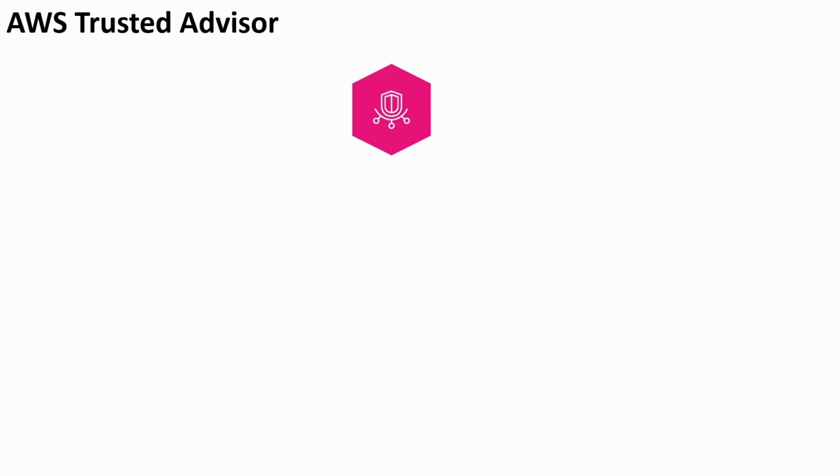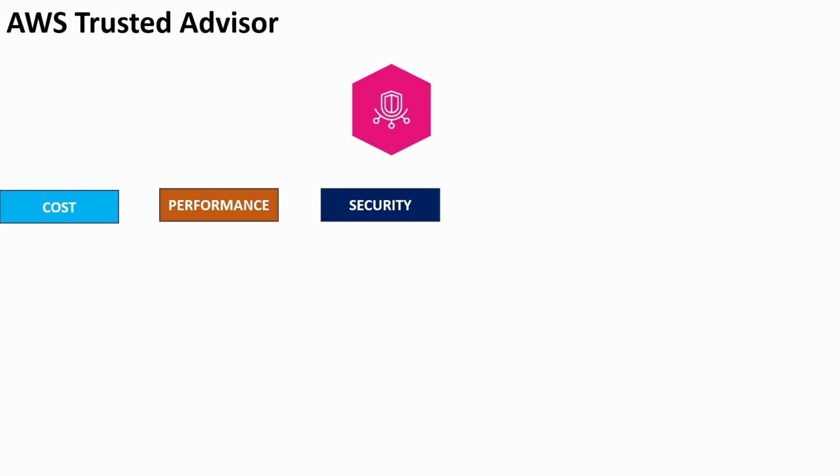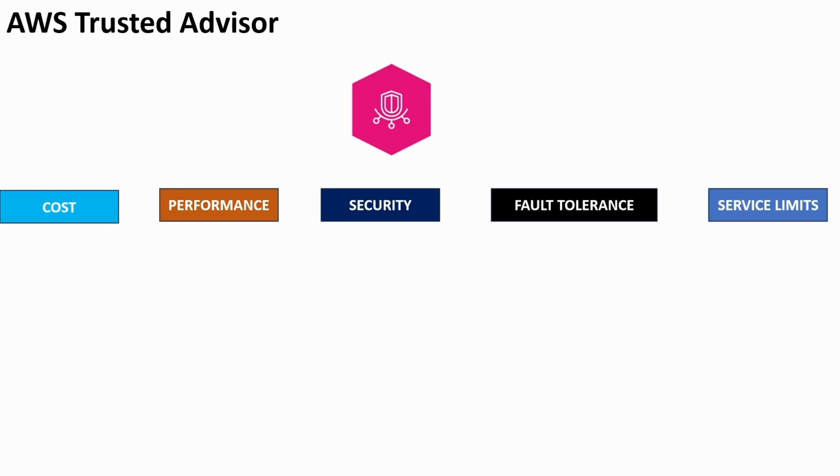Think of this as your personal cloud consultant that never sleeps. It's constantly scanning your environment against 5 core pillars. Those are cost, performance, security, fault tolerance, and service limits. If you are on a basic plan, you get dozens of essential checks like spotting an MFA-less root account. But if you are on business or enterprise support, you unlock hundreds of checks. It's the difference between having a map and having a GPS that tells you exactly where the traffic jams are. Use it to kill zombie resources and save money on day one.